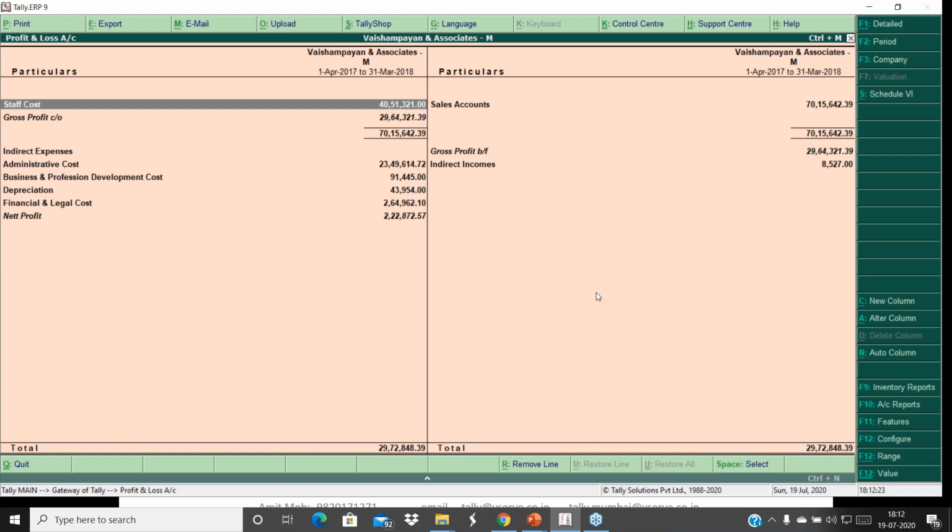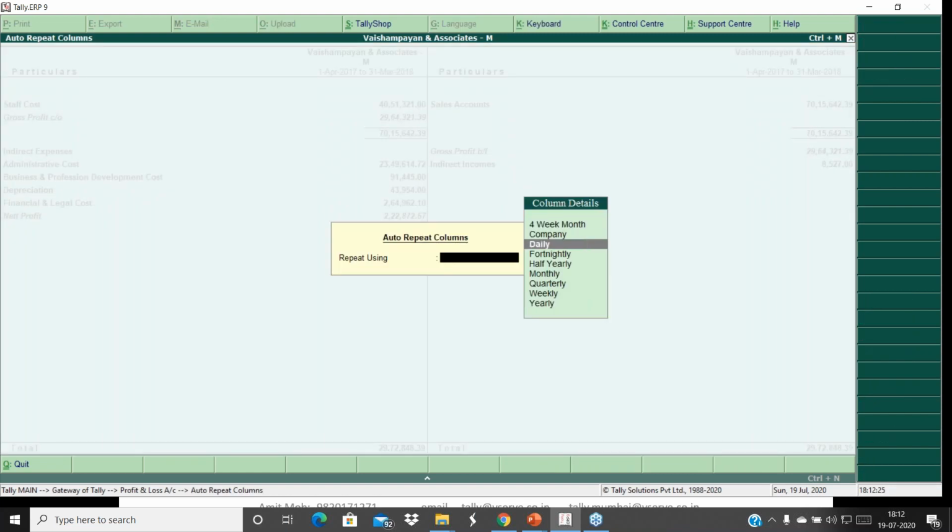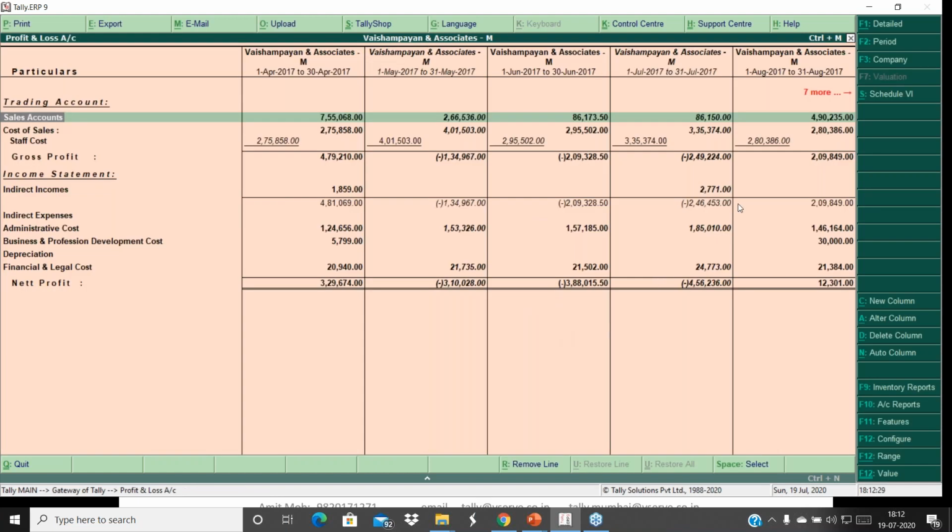And I can check it now on a monthly basis as well. So now you can see the turnover of this company for each of the months, April, May, June, and a kind of comparative profit and loss account for each month.